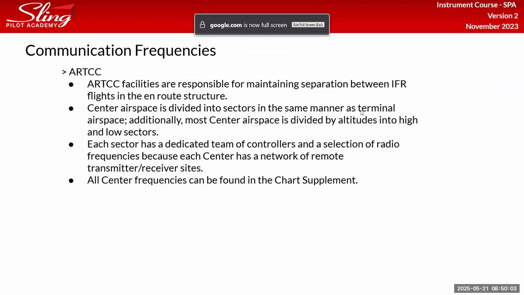ARTCC facilities are responsible for maintaining separation between IFR flights in the en route structure. Center airspace is divided into sectors in the same manner as terminal airspace. Additionally, most center airspace is divided by altitudes into high and low sectors. Each sector has a dedicated team of controllers and a selection of radio frequencies because each center has a network of remote transmitter/receiver sites. All center frequencies can be found in chart supplements.